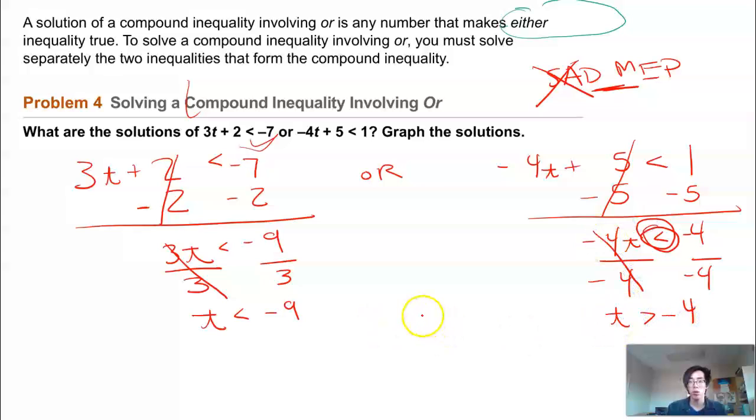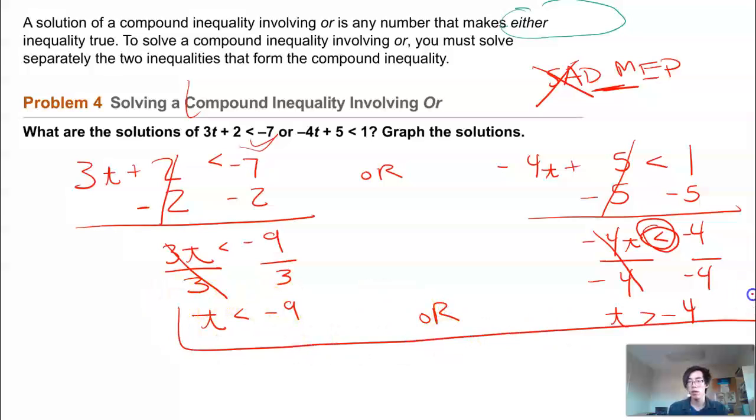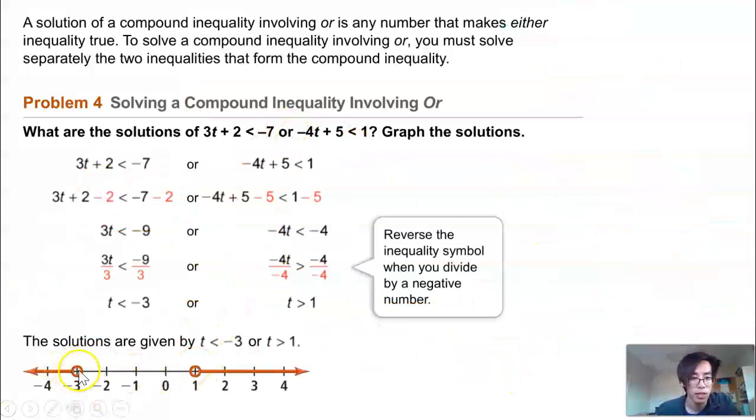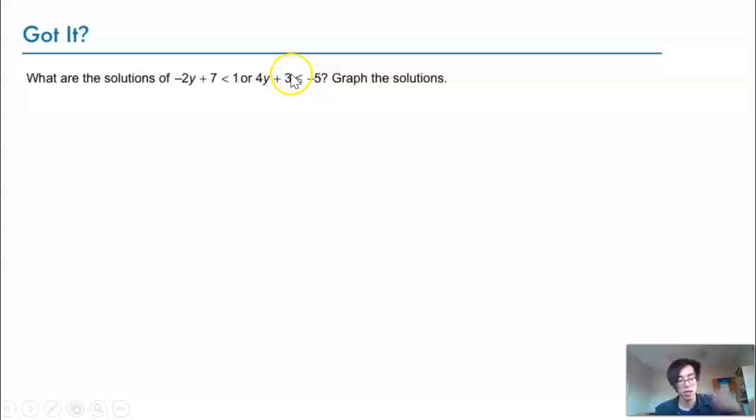So this is an OR statement, and when I graph this, these two values of t are actually going to go in different directions. So that's my answer. I just write it as an OR in the middle, and as you see here, they do go in different directions. So just remember, AND statements overlap, OR statements separate in different directions. I'm going to try this one and go for it.